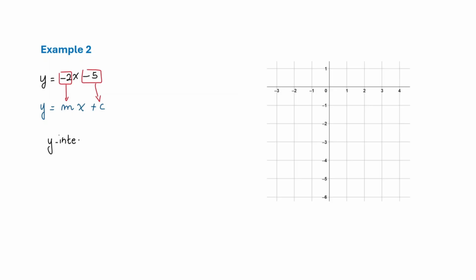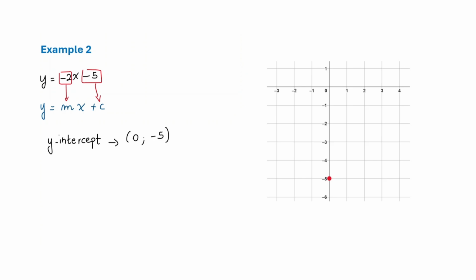The y-intercept has coordinates 0, c. Here, c is negative 5. So the y-intercept is the point 0, negative 5. Be careful, the y-intercept is not 0, 5. It is 0, negative 5 because the sign is part of the value. We plot this point on the graph.